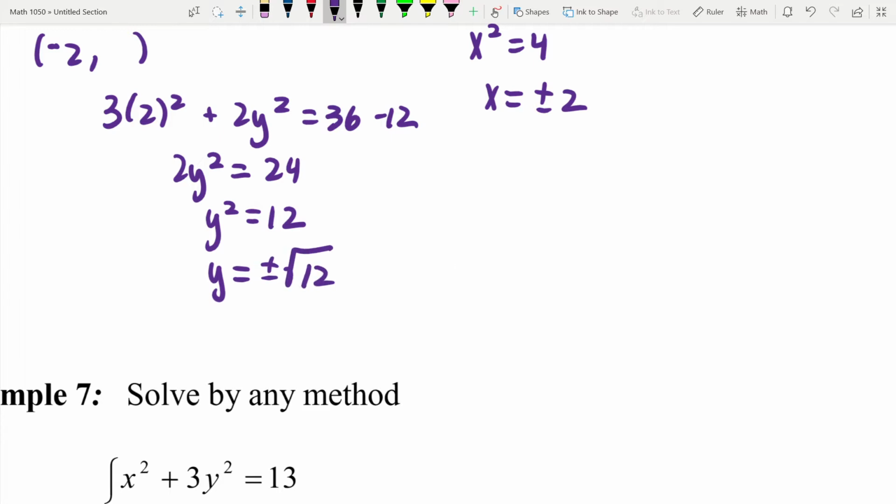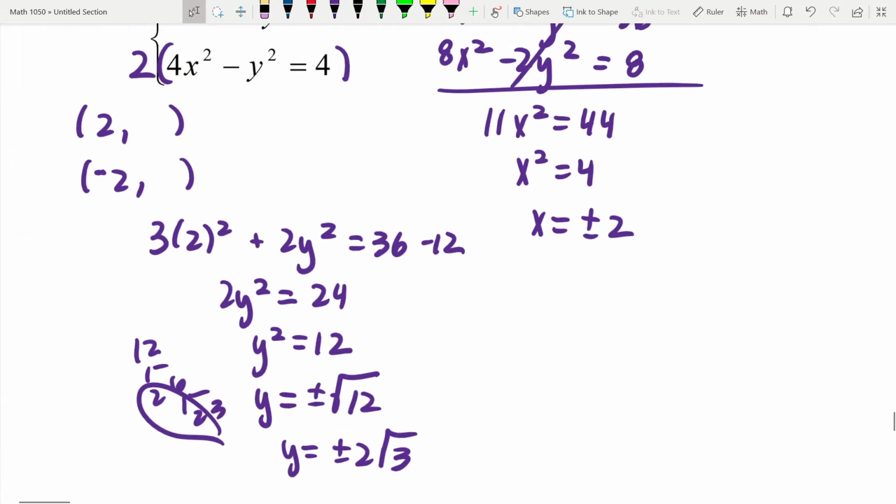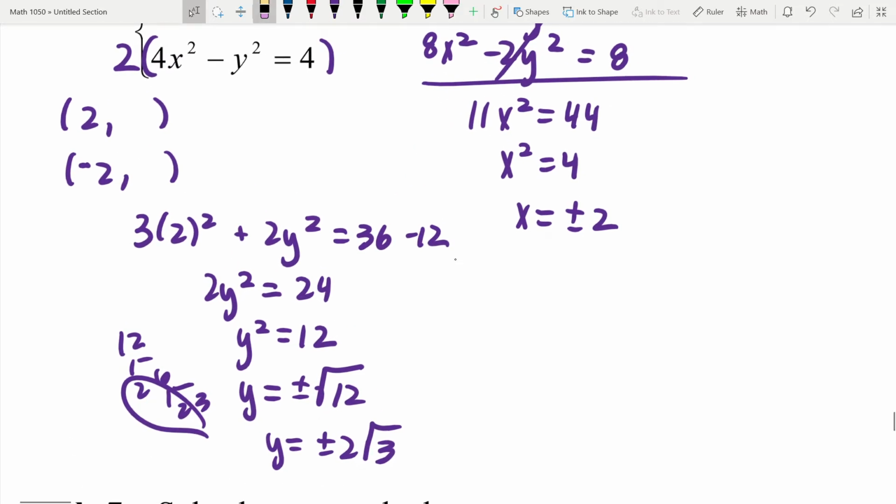Now that's not okay. Why is that not okay? You can simplify it, right? So 12 is 2 times 6. 6 is 2 times 3. These two 2's come out. So it's really plus or minus 2 square root of 3. That's when x was a 2. Okay? So I'm going to come over here and go 2. And then I'm going to write it as separate terms just because I'm afraid. So I'm going to go 2 square root of 3 and then 2 comma negative 2 square root of 3.